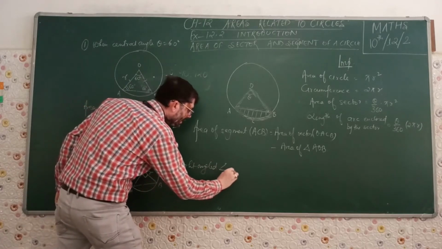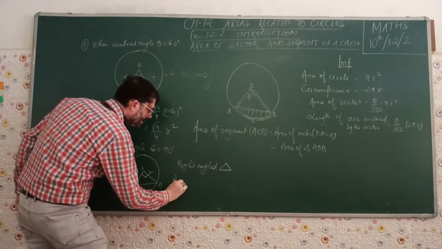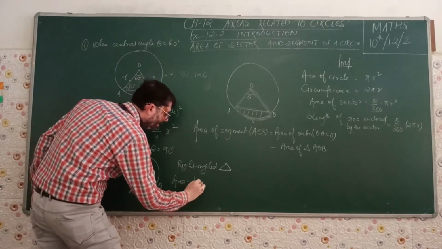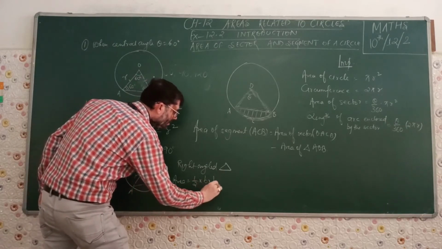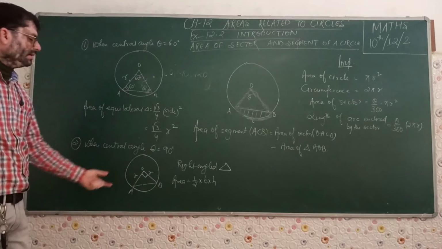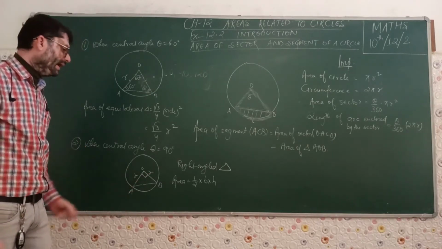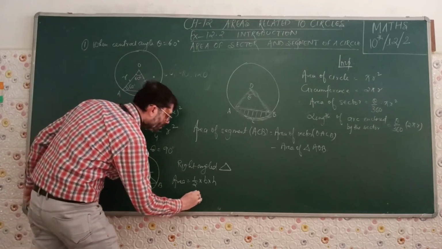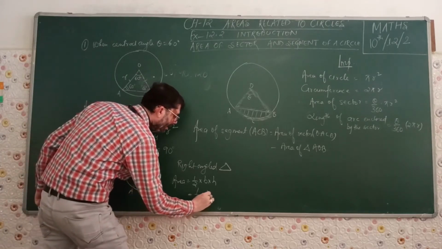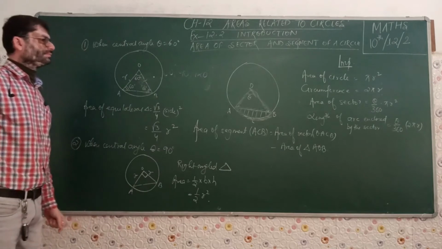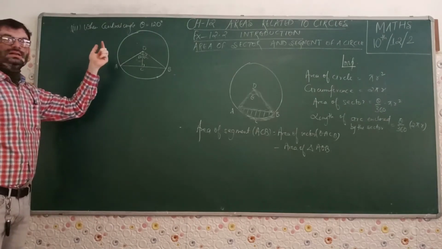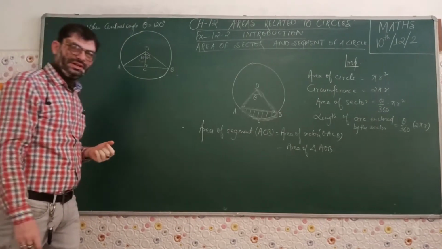This is a right angle triangle. So area is equal to half into base into height. As compared to the triangle that we have taken, the base is equal to radius, the height is also equal to radius. So if you work it out, this becomes half R square. The central angle theta is equal to 120 degree.